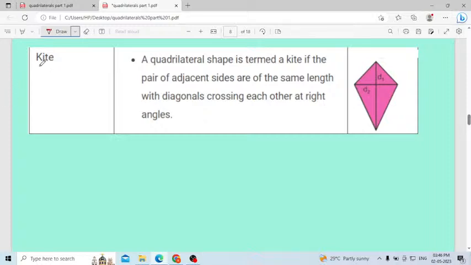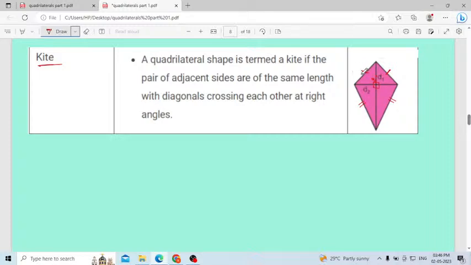Okay. Next one, kite. A quadrilateral shape is termed as a kite if the pairs of adjacent sides are of the same length. Yes, pairs of adjacent sides. This side is equal to this one. See, adjacent sides. Then this side is equal to this one. These two are the adjacent sides. Here also the diagonals will bisect, crossing each other at right angle. Right angle means the angle between them will be 90 degrees.